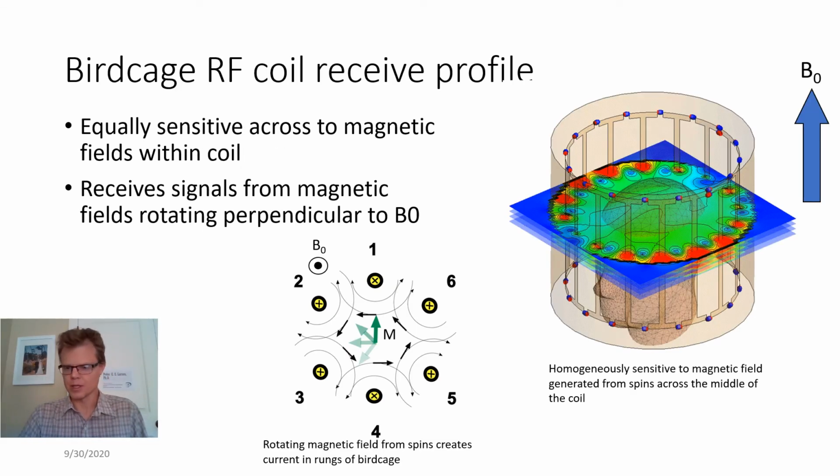So just repeating the same profile here, except now my drawing in the middle has changed. Before it said B1, meaning that's the RF magnetic field we create. We were creating an RF magnetic field that was rotating around. Now what's happening is the net magnetization is rotating around, and when it rotates around, it's going to create currents in all of these wires that we can measure.